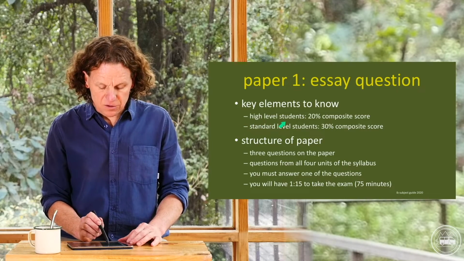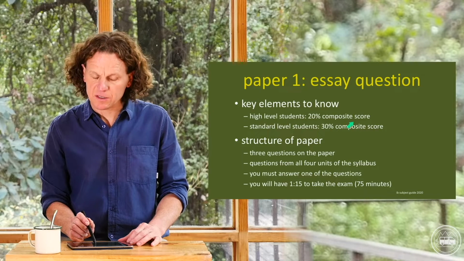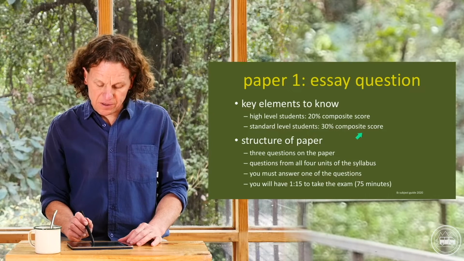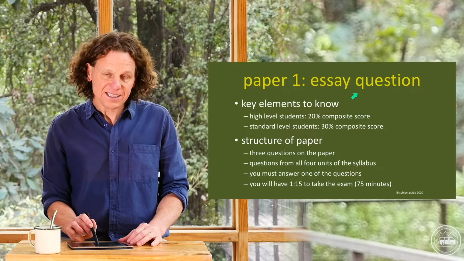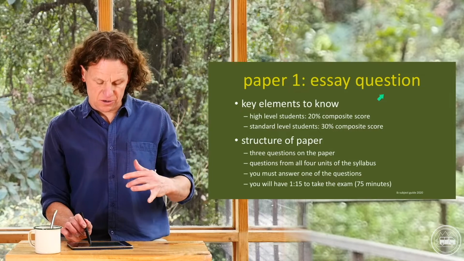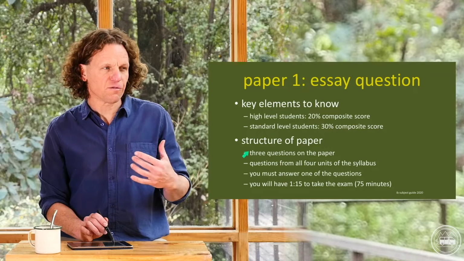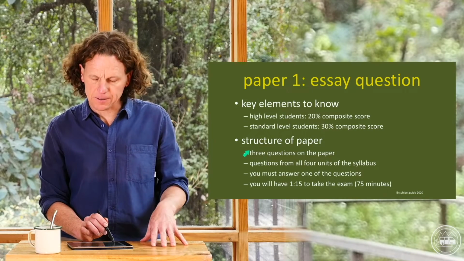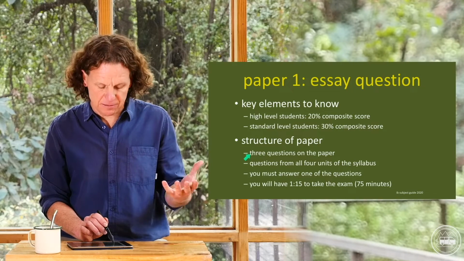If you are a higher level student, Paper 1 is worth 20% of your composite score. If you're a standard level student, Paper 1 is worth 30% of your composite score. Paper 1 is called the essay question, and here is how it is structured. So the structure of the paper, or if you're from the States, the structure of the exam. Paper and exam are similes for one another. So, structure of the exam, structure of the paper.